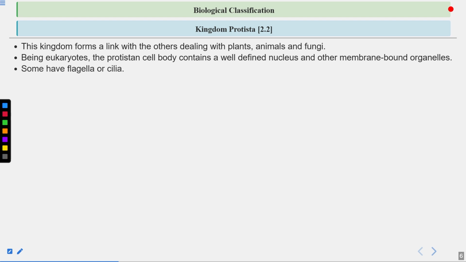Now some have flagella as well as cilia. So these flagella and cilia help in locomotion, help in movement. They provide motility.